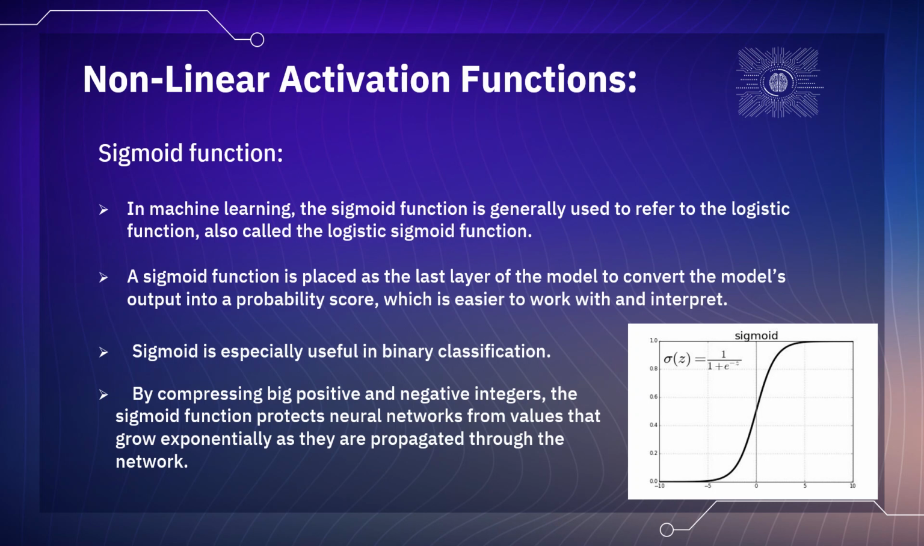The final layer of the model uses a sigmoid function to transform the model's output into a probability score, which is simpler to use and understand. It can otherwise result in a neural network becoming stuck in the training phase, which is another reason to use it primarily on the output layer. Sigmoid is especially useful in binary classification.